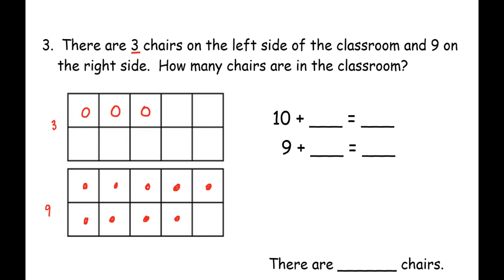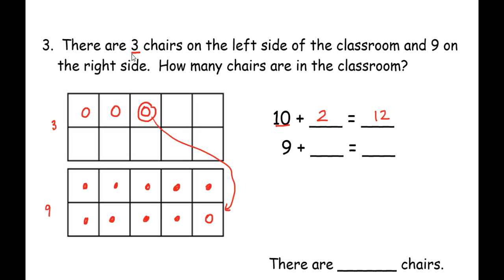So I want to make a 10. I want to fill up one of my 10 frames. It'll be fastest if I fill up my bottom 10 frame, since I already have 9 discs in it. So I'm going to take one of those discs from the top 10 frame and put it in the bottom 10 frame. That gives me my 10 discs. So now I'm going to add those 10 discs to the 2 discs that were left over. 10 plus 2 is 12.